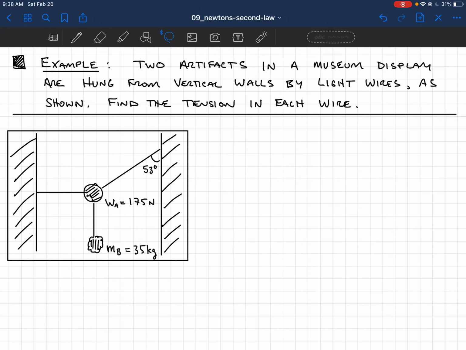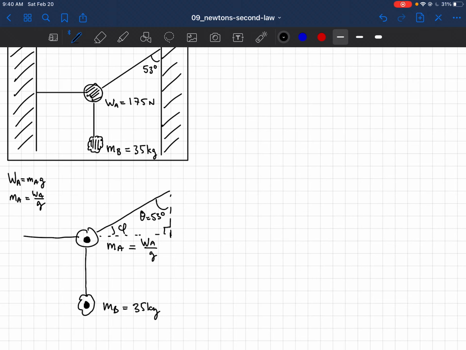So I'm going to draw the free body diagram of each of these right on top of them. So if you remember from the algorithm, we're going to draw a free body diagram for one object. We're going to write down Newton's second law for that object. And then we'll do the same thing for the other object. So I'll start by drawing both free body diagrams, and then we'll do Newton's second law separately.